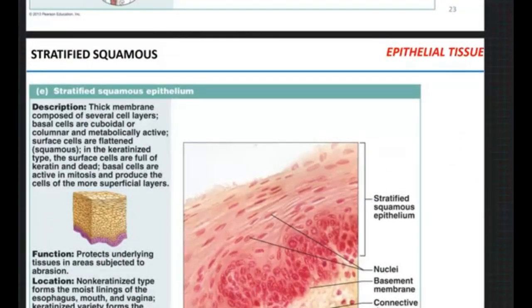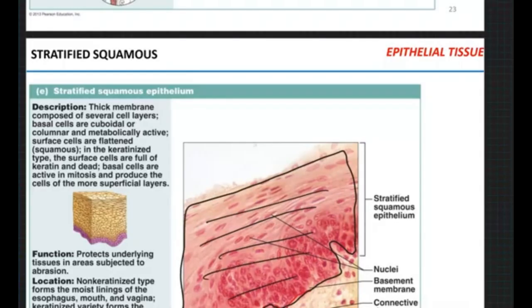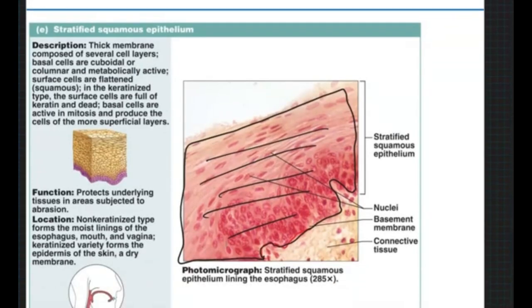Stratified squamous epithelium. So you have many layers of flat cells. In this image, by the way, let me choose different colors, it will be more obvious. So this would be the epithelium, that part of the image is stratified squamous epithelium, a lot of cells, a lot of layers. So layers are different. Basal cells are more cuboidal, surface cells are flat.